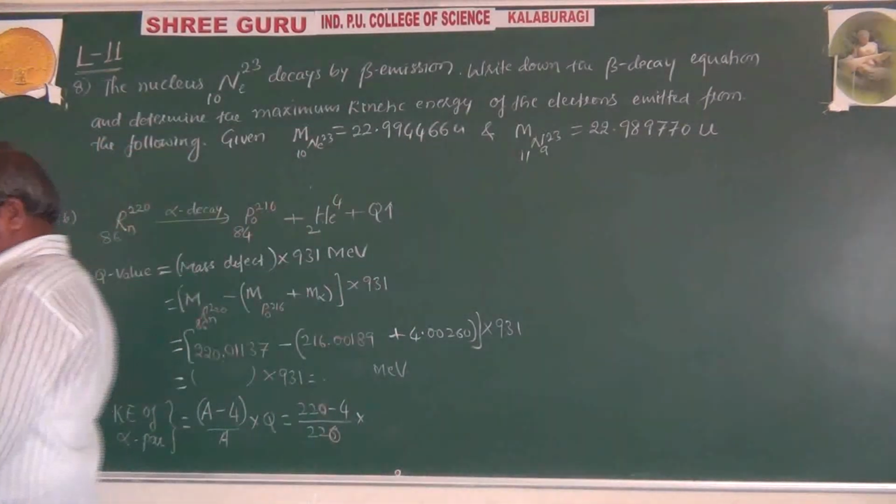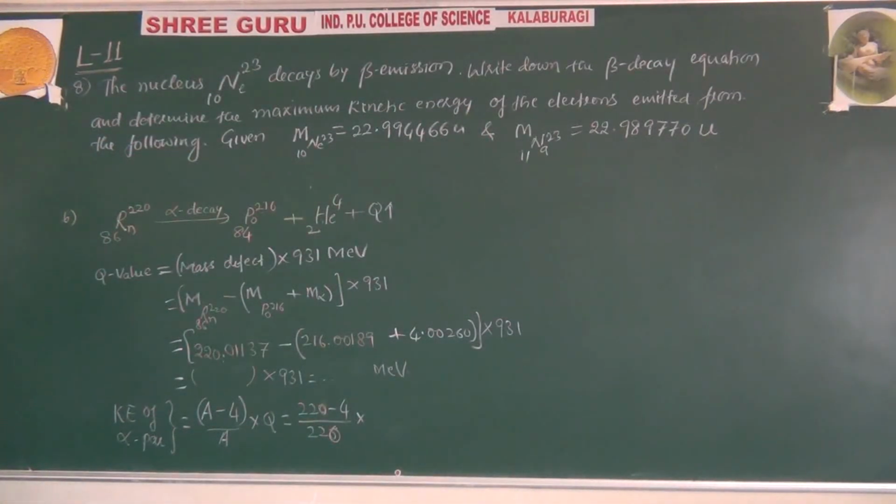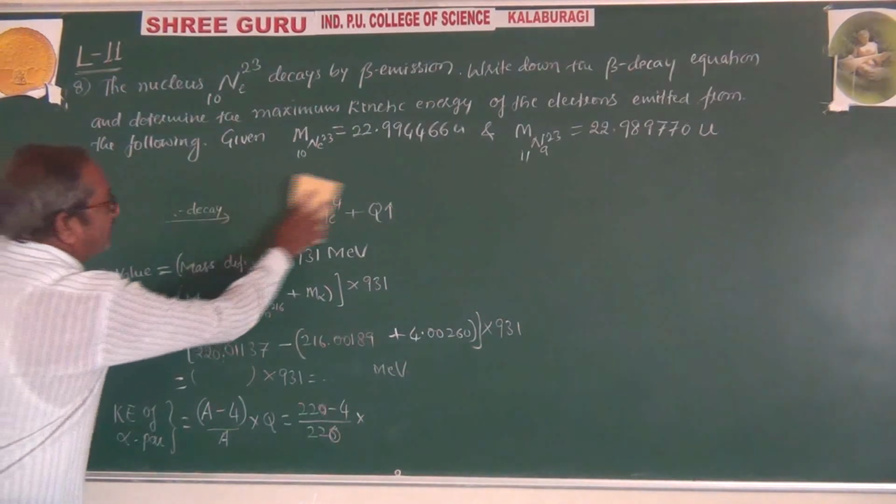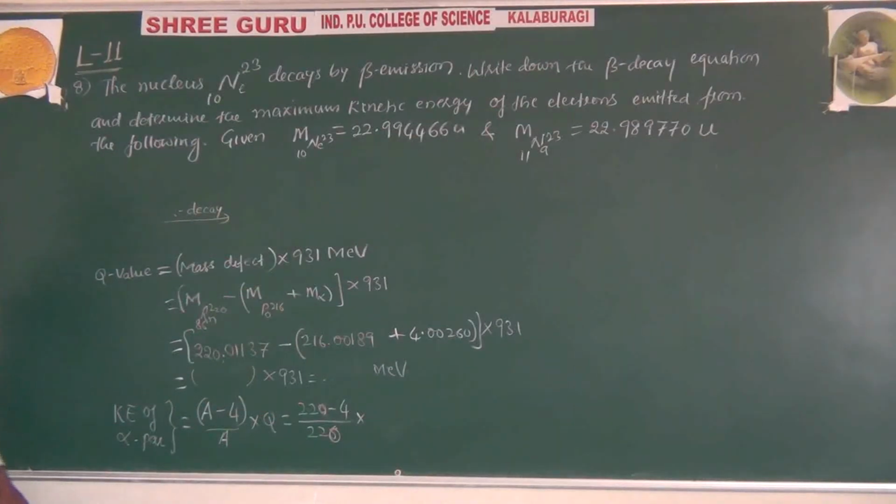This is the question. In the last question there was alpha emission, here it is beta emission. So what is the element given here? Neon.